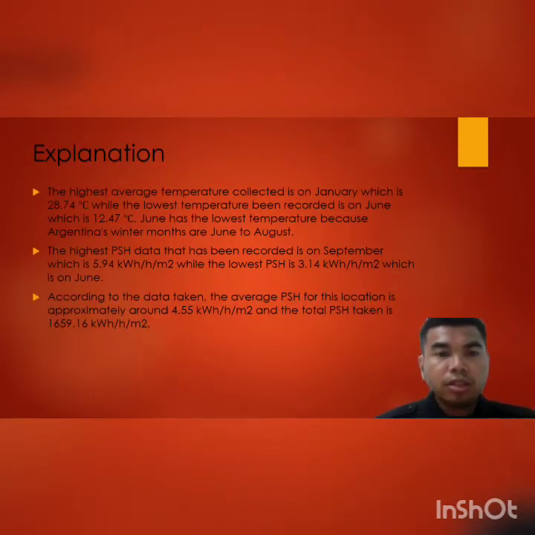So this is the explanation. The highest average temperature is in January, which is 28.78, and the lowest temperature is in June, 12.47 degrees Celsius. June has the lowest temperature because it is an Argentina winter month. The winter months are June to August. The highest PSH data is recorded in September, which is 5.94, and the lowest PSH, 3.14, is in June.